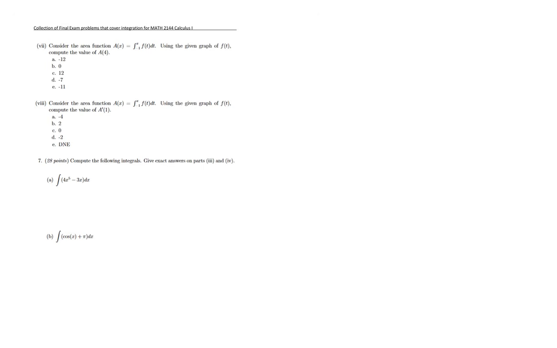So it says, consider the area function using the graph. Compute the value of A of 4. Area function starts at negative 1. So from my work on the previous page, the answer is negative 11. Compute A prime of 1. From my work on the previous page, the correct answer is negative 4. So A prime of x will be the derivative with respect to x of the integral from negative 1 to x of f of t dt, which is equal to f of x by the fundamental theorem of calculus part 2.